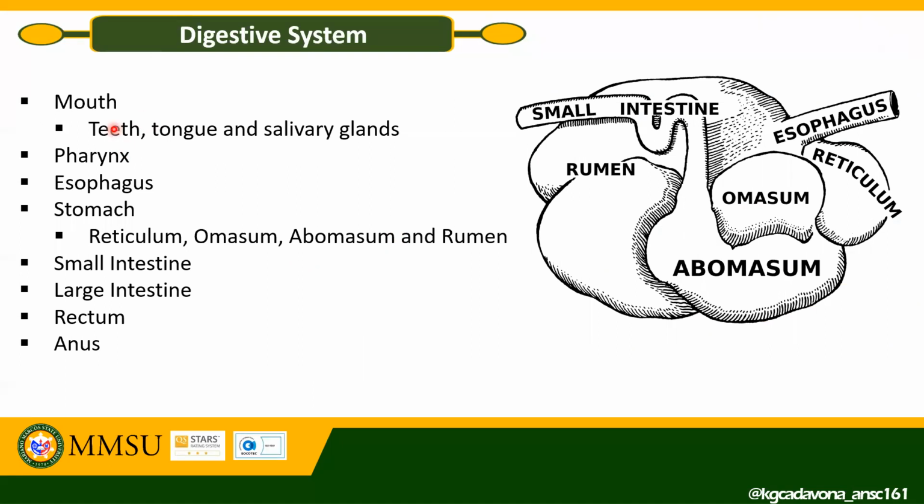So we have the mouth, which comprises three accessory organs, the teeth, the tongue, and the salivary glands. Then we also have the pharynx, esophagus, and the famous stomach, which has four compartments: the reticulum, omasum, abomasum, and rumen. Then we also have the small and large intestines as well as the rectum and anus. Let's give their functions one by one.